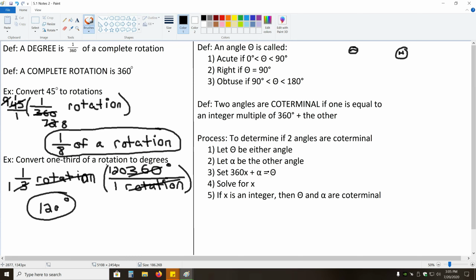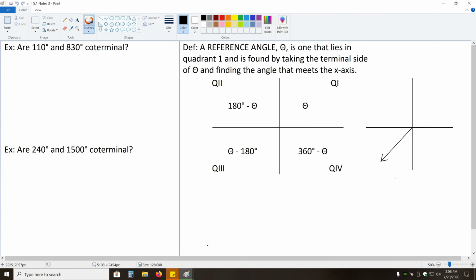And when you do this, you will now solve for x. Because when you solve for x, if x is an integer, remember, a whole number that's positive or negative, then theta and alpha are coterminal. And if x is not an integer, then they are not coterminal. So, let's see if we can try that out.